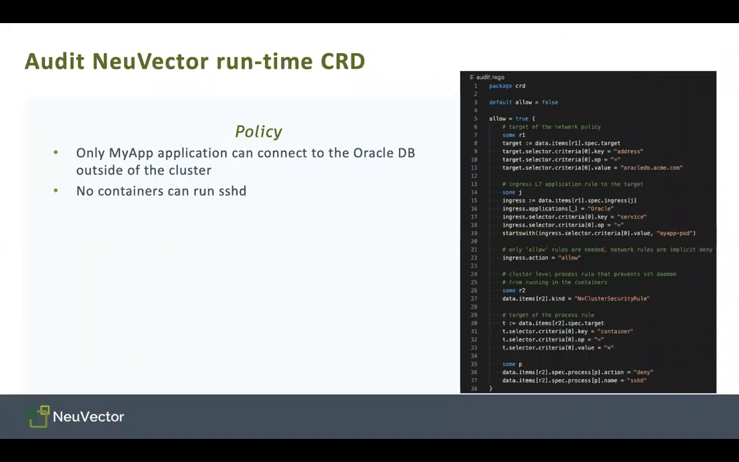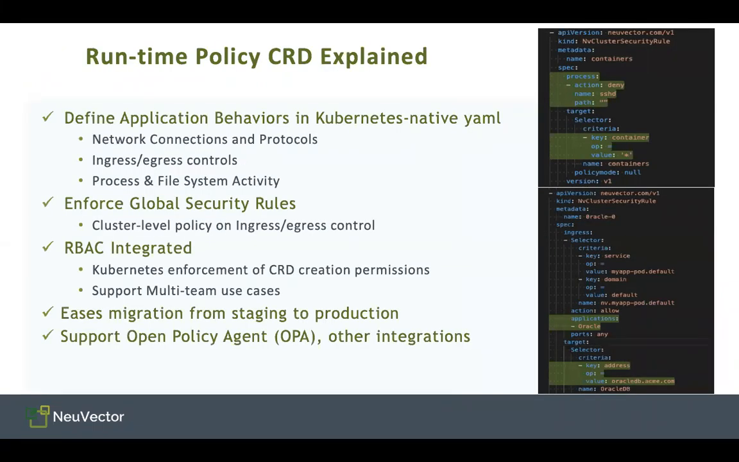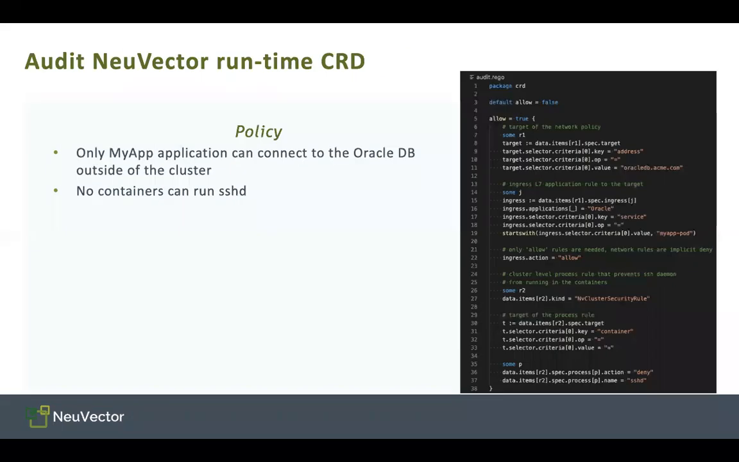So how do we audit the CRD functions? Again, we have a rule that says your My App application can only connect to the Oracle database outside of the cluster, and no container can run an SSH daemon. That's exactly the policy I showed earlier. So that's the CRD YAML file. You can import that into Kubernetes. But how do we validate that this CRD file satisfies this policy? This is the Rego file you write.